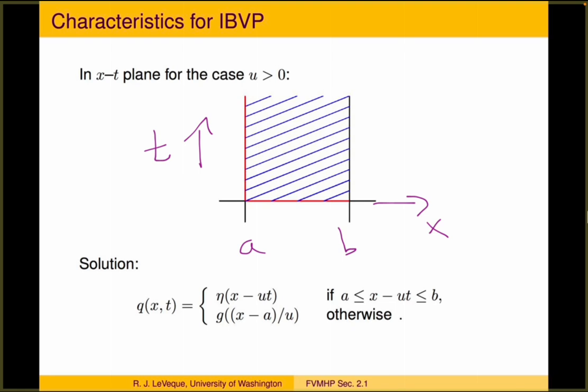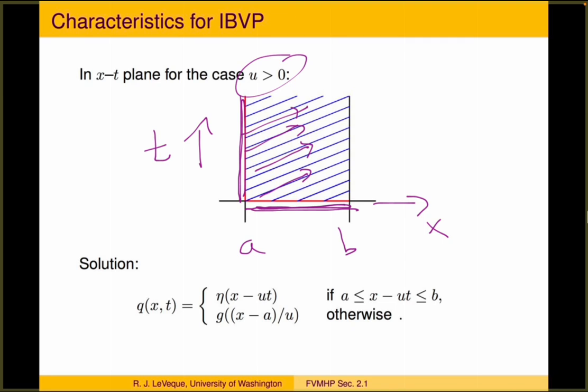And we've got initial conditions that would have to be specified everywhere on the interval, as usual. But in addition, if flow is to the right, if u is positive, then flow is along these characteristics in this direction. And so in addition to needing data along the boundary, we also need data along x equals a. That determines the value along these characteristics that are coming into the domain from the left boundary.